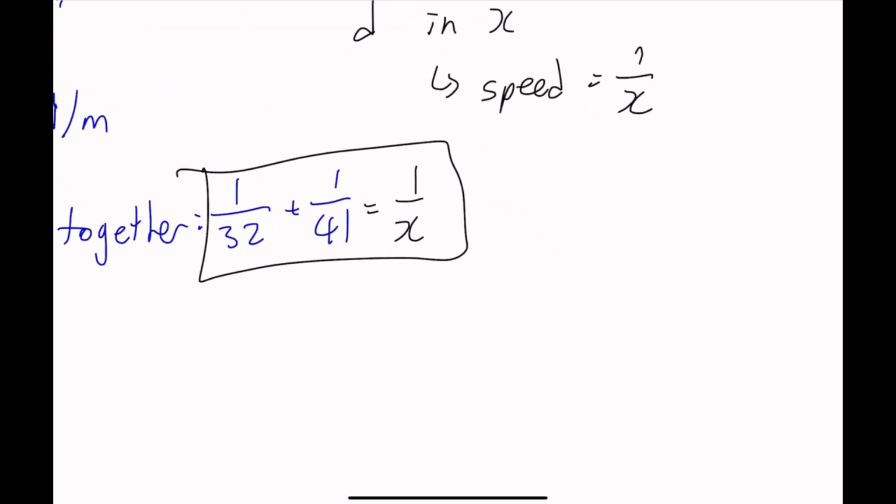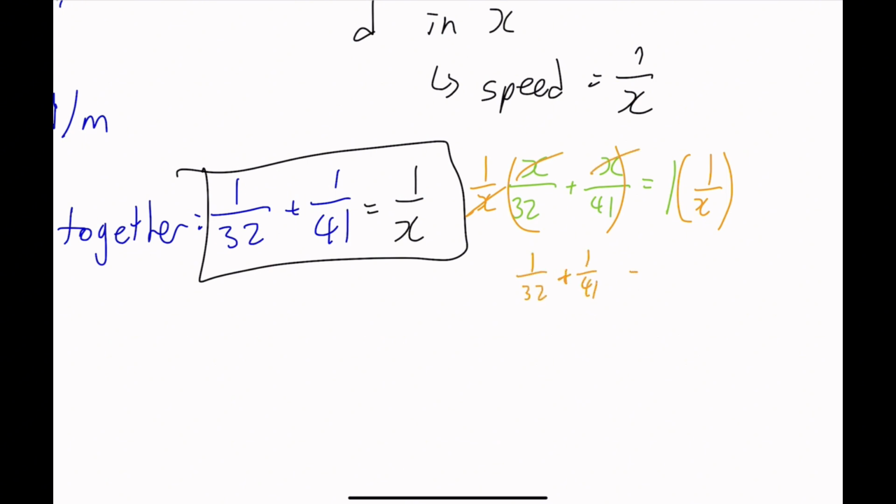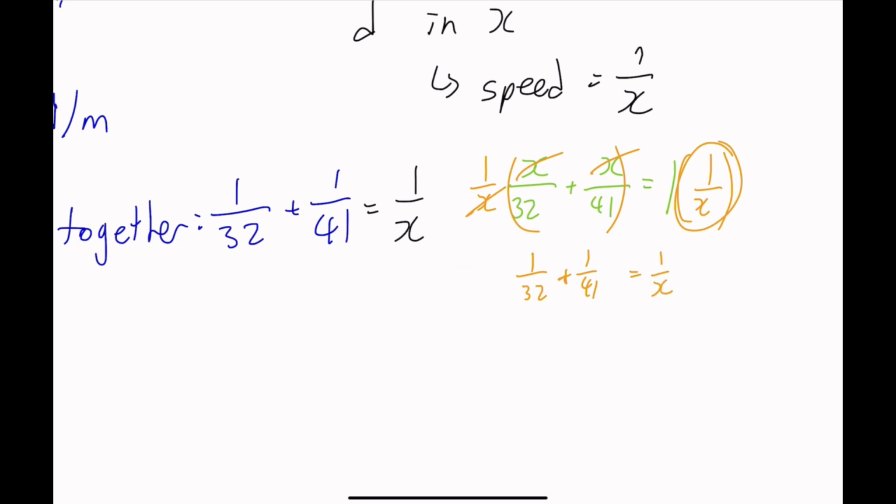Also, you might be more familiar with this version, x over 32 plus x over 41 equals 1. This is basically the same thing, because you just divide by x, right? You basically just divide by x, and then these two cancel, and so you get 1 over 32 plus 1 over 41 equals 1 over x. And that's basically what you see here, okay?